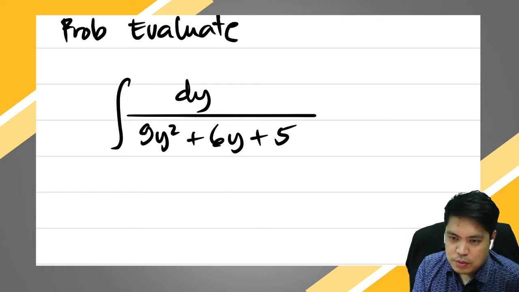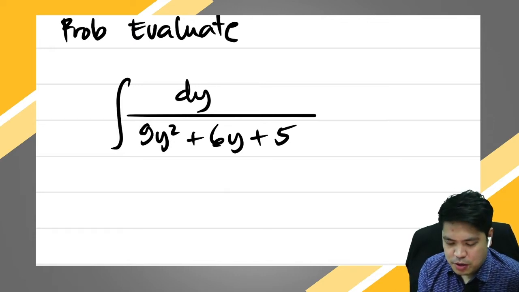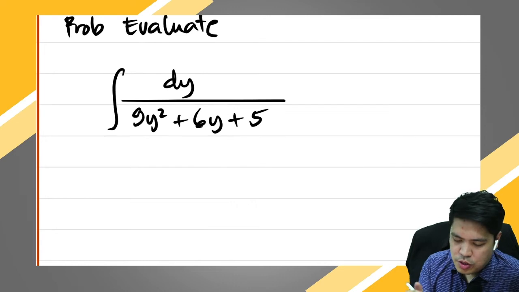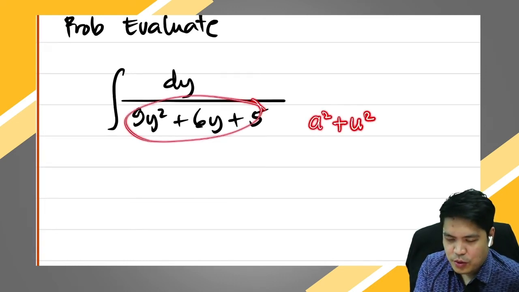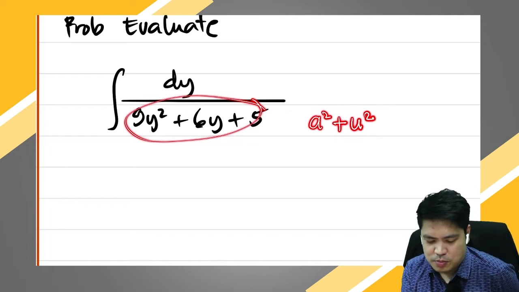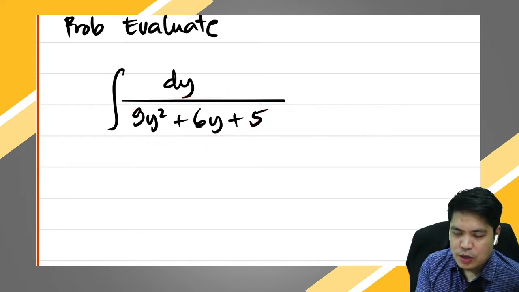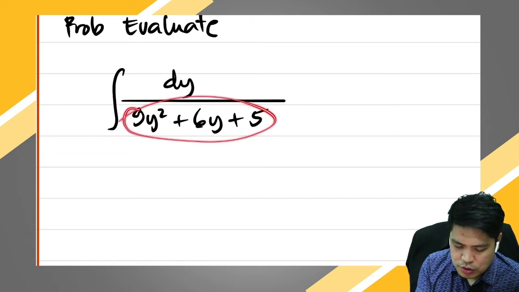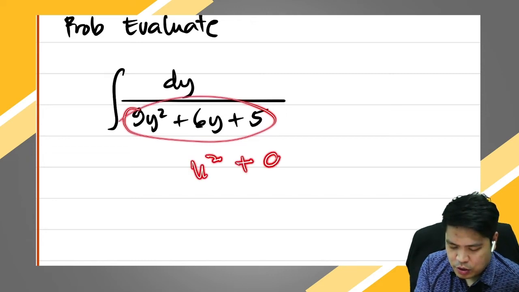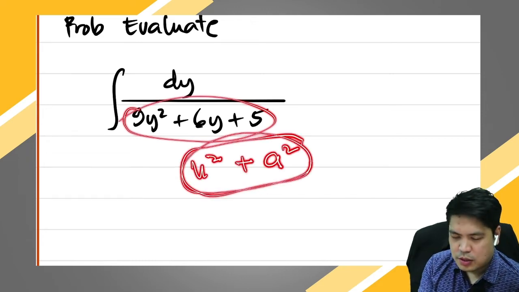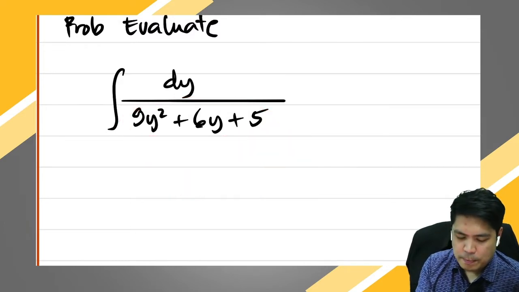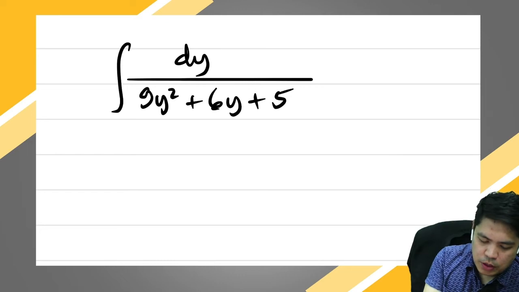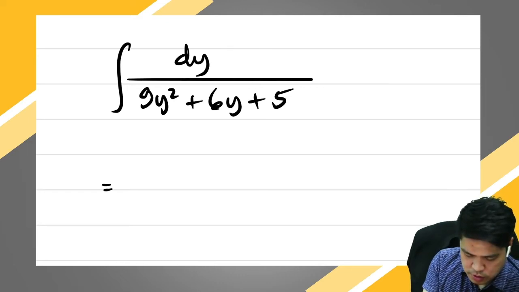So that means we need to change this in the form a squared plus u squared. And we do that by completing the square. Diba? Completing the square. Oh, sorry, we change this into a squared plus u squared pala. So, we need to get, ano yung function dito na naka-square plus a constant squared. Anyway, pwede naman balik na rin because the operation is plus. Okay? So, the approach here is by completing the squares.